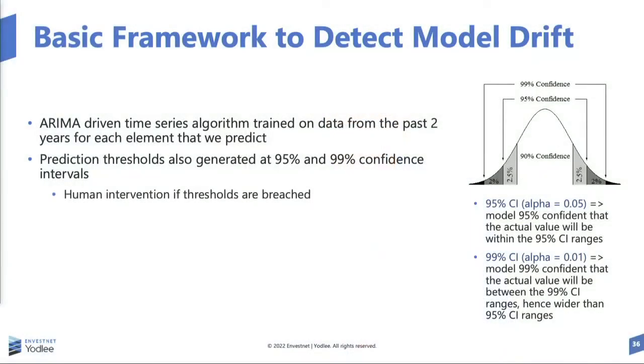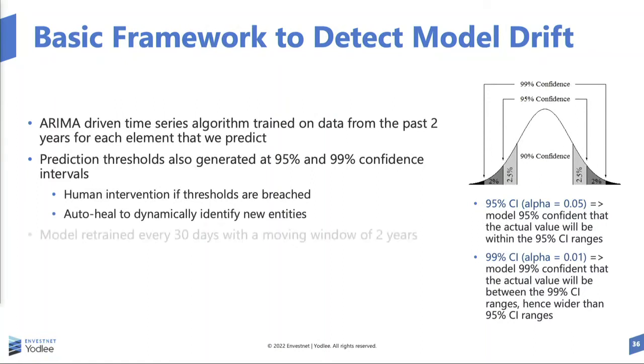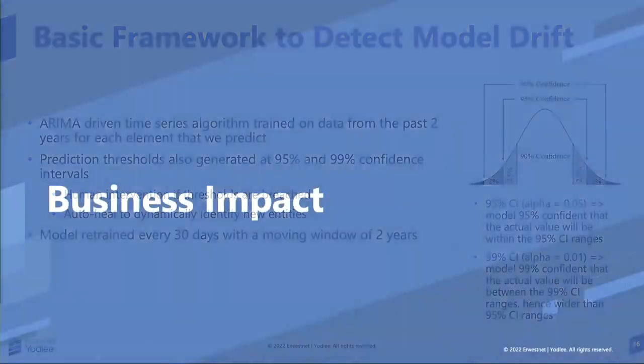So what do we use as a basic elementary framework for model monitoring? In several of our models, we use an ARIMA-driven time series algorithm. We train a competing model on the last 2 years' worth of data, make predictions, and refresh the model every time. Every time we generate the prediction at a 95, 99% confidence level, and anytime those are breached, we bring in human intervention to figure out what's going on. The team has also started to build what we call the AutoHeal framework. This is very important in real life, and these models are trained every 30 days.